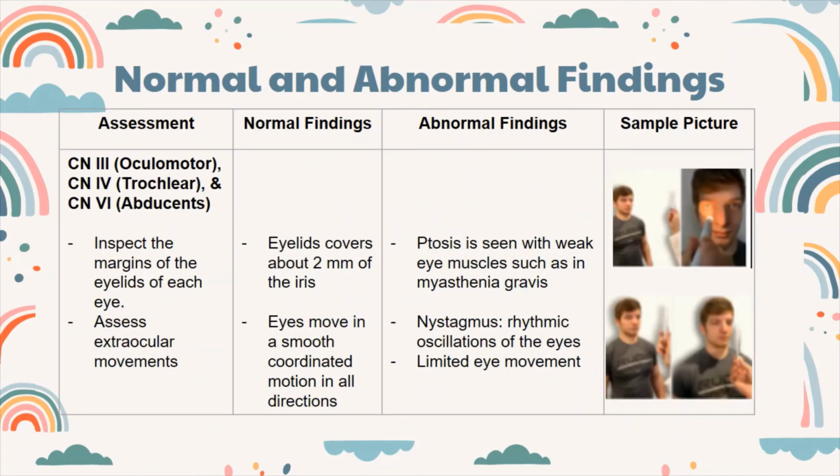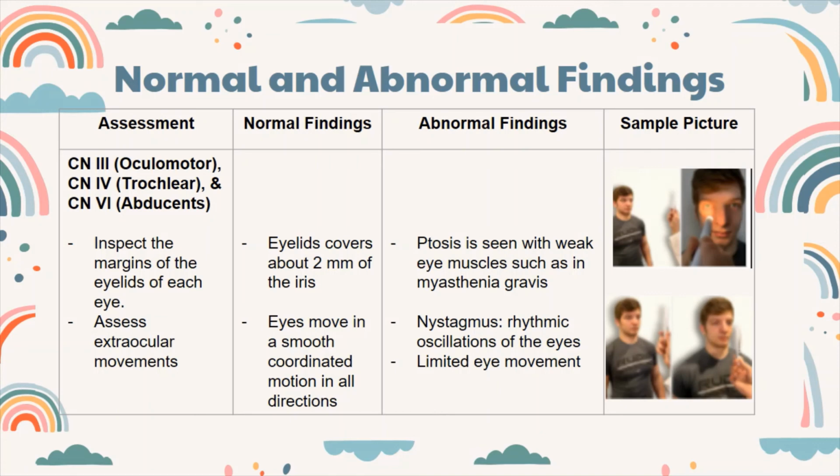Next is the assessment of cranial nerve number 3, the oculomotor, cranial nerve number 4, the trochlear, and cranial nerve number 6, the abducens. First is to inspect the margin of the eyelids of each eye. Normal findings: the eyelids cover about 2 mm of the iris. Abnormal findings: ptosis is seen with a weak eye muscle, such as in myasthenia gravis. Then assess the extraocular movements. Normal findings: the eyes move in smooth, coordinated motion in all 6 cardinal gazes or 6 fields.